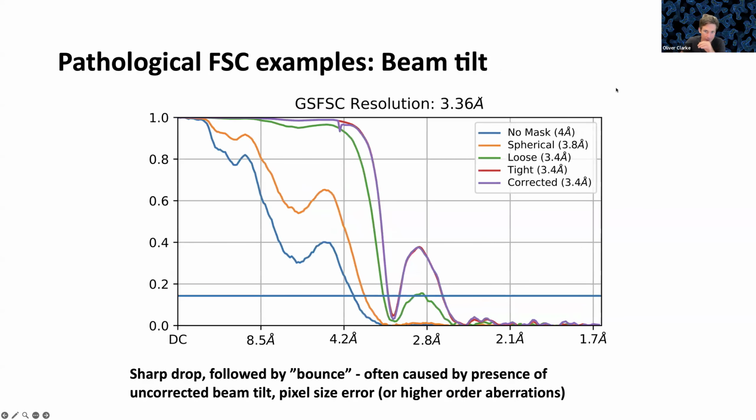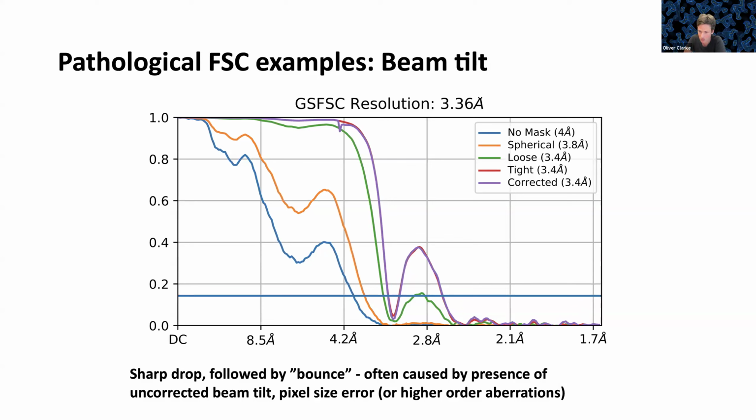Another commonly encountered example: if you see a bouncy FSC like this, where you have a sharp drop followed by a bounce in the FSC, this is almost always caused by one of two things. It's either user input error. You've entered the wrong spherical aberration, the wrong pixel size, or the wrong voltage when you were importing your data. That's probably the most common thing.